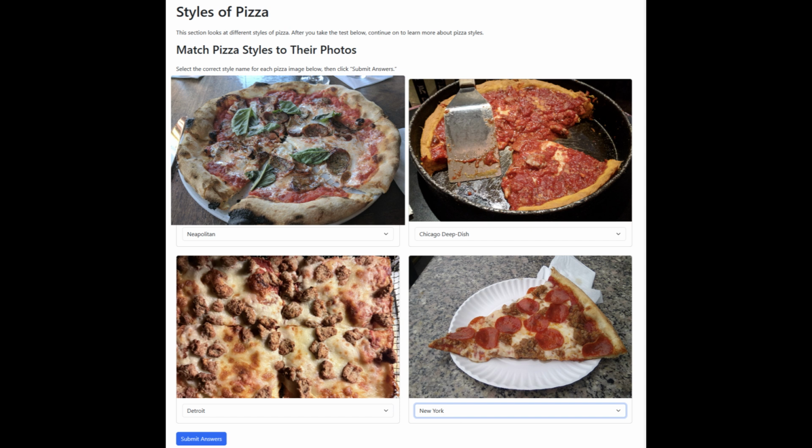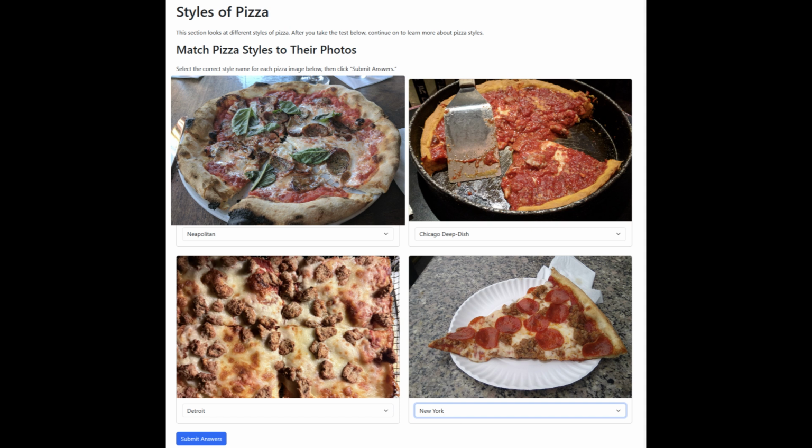The second section is about different pizza styles. I had learners do a pre-lesson matching quiz with 4 different pizza styles. And then I discussed the styles, each on its own screen, and had them do a post-lesson quiz.